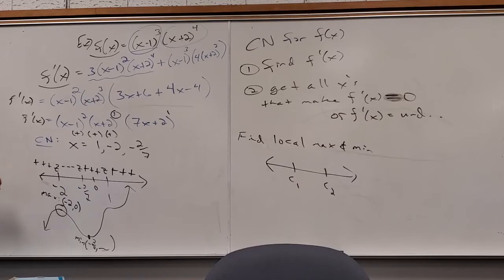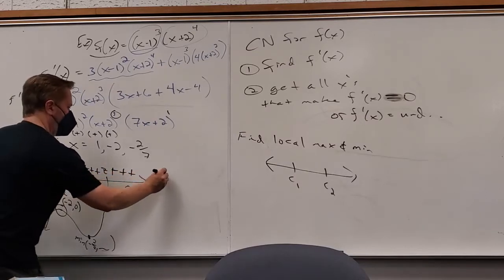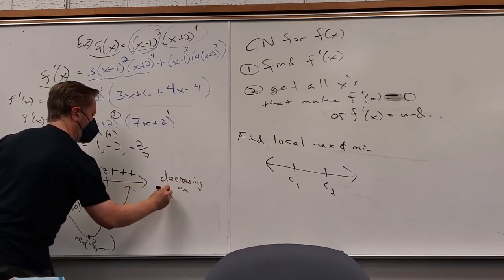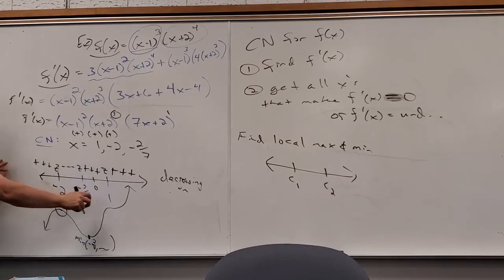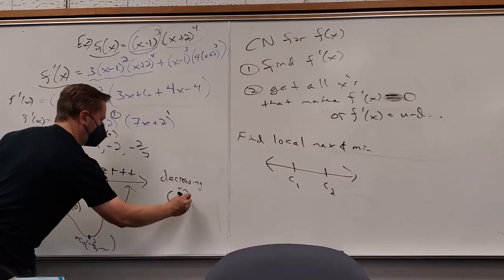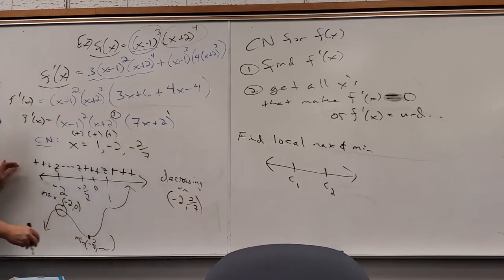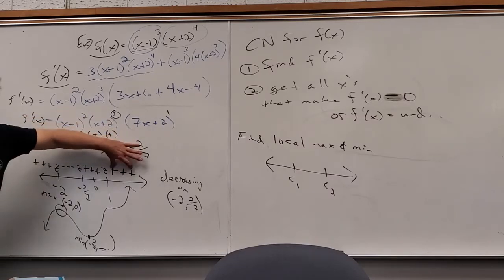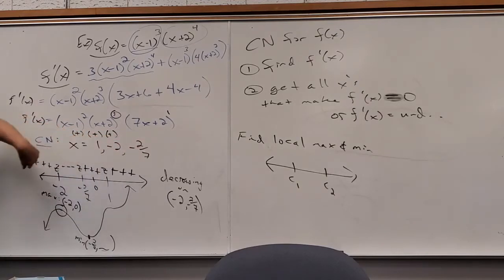Can anybody tell me the intervals where this is decreasing? Negative 2 to -2/7. And you always use parentheses on the ends because what is it doing right at negative 2? Is it increasing or decreasing? It's flat. So of course you're not going to include that. And then of course it's increasing from negative infinity to negative 2, negative 2/7 to 1, and then 1 to infinity. Now it's really simple to read those off.